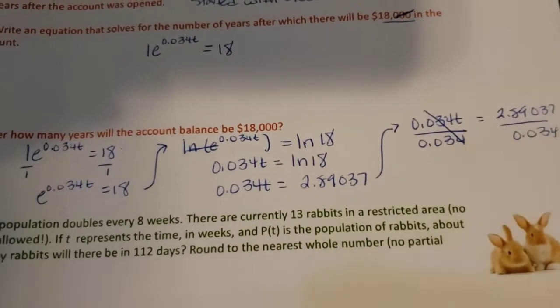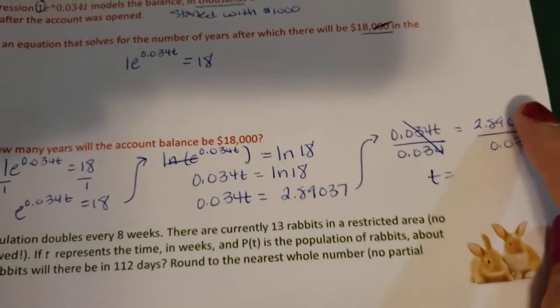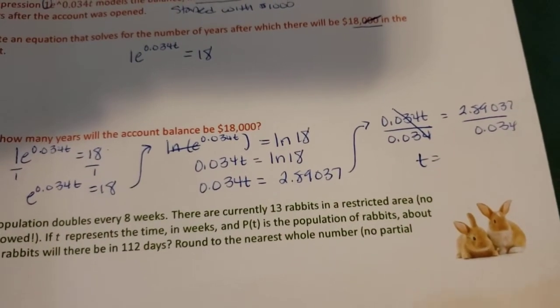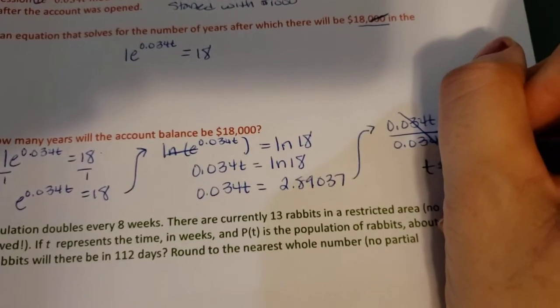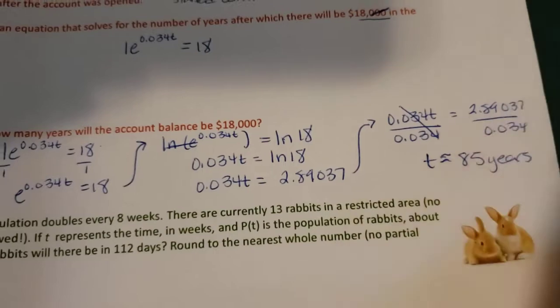So these 0.034s cancel out. And of course, I have to put this in my calculator. And I get that t is approximately 85 years.